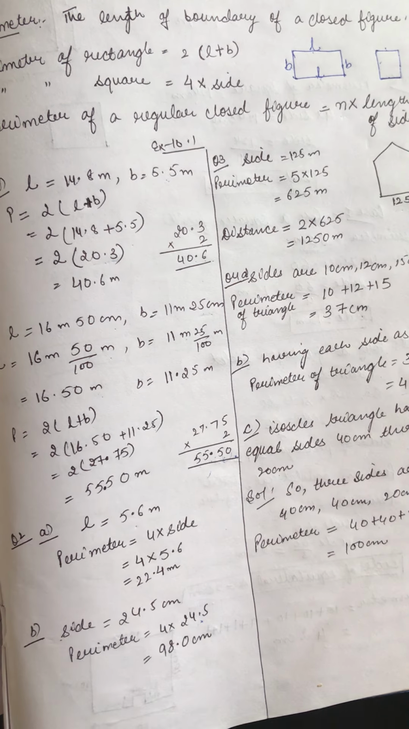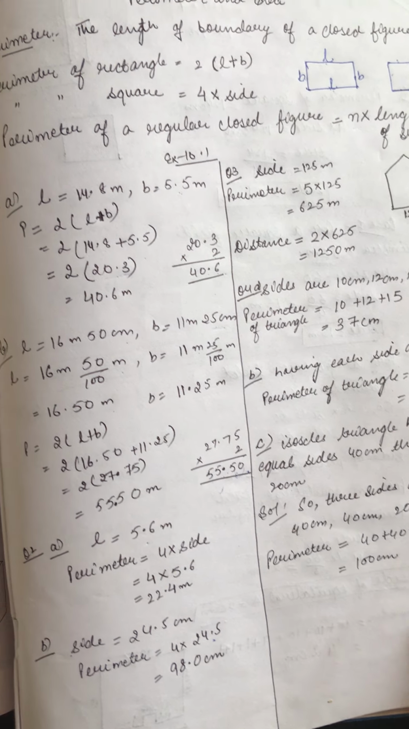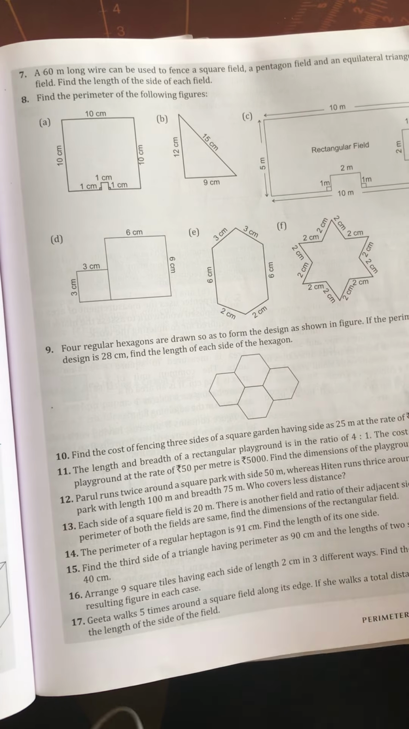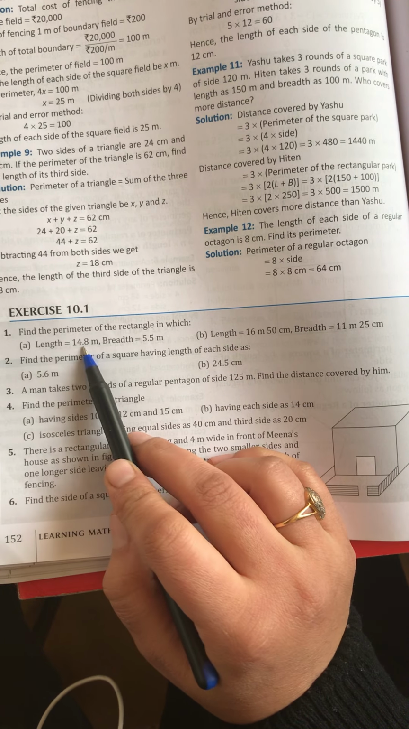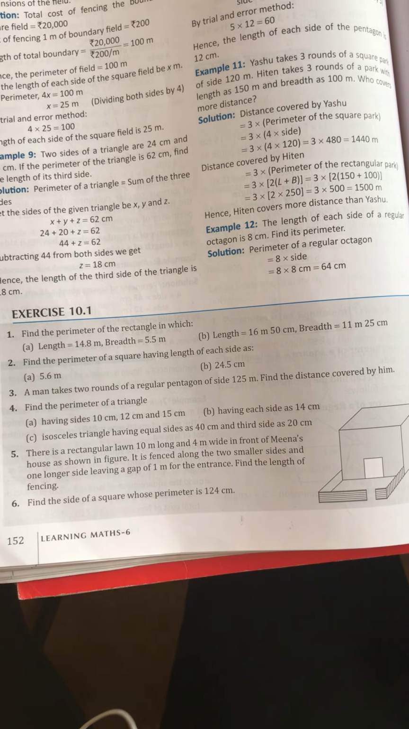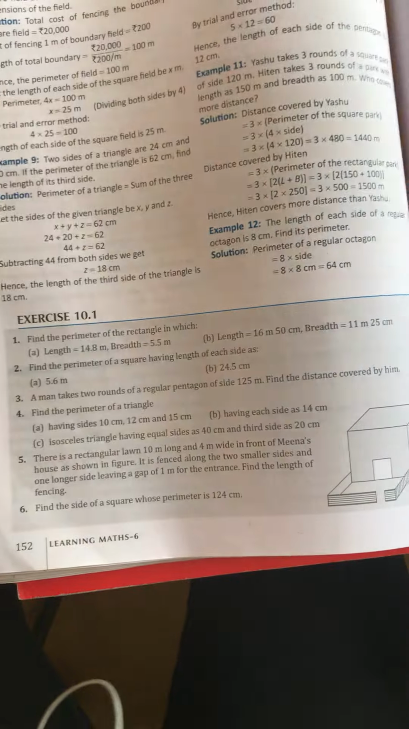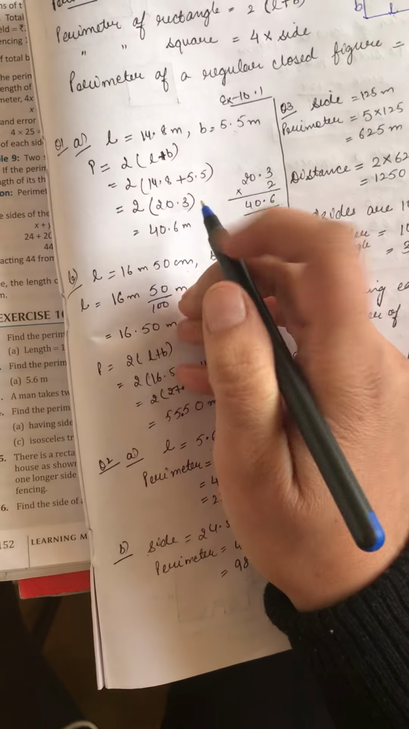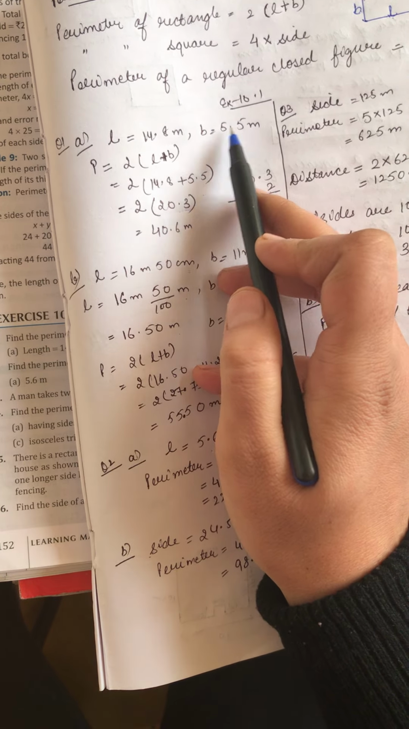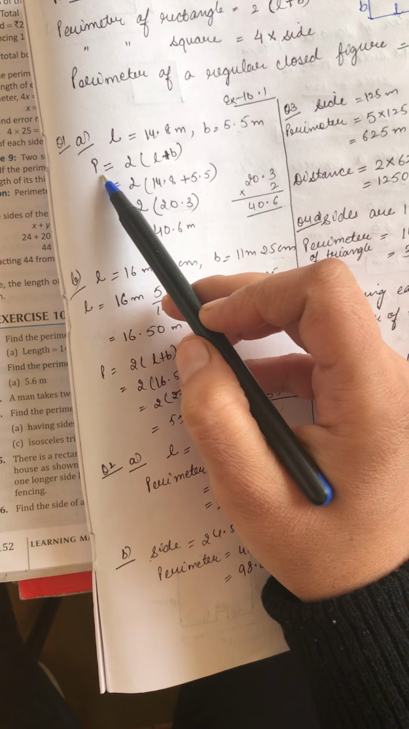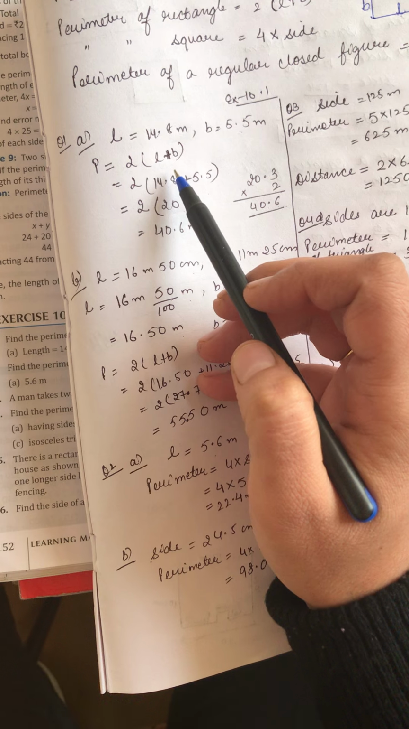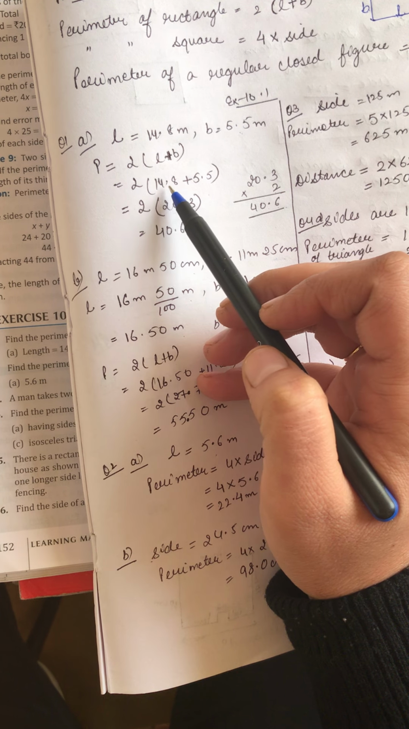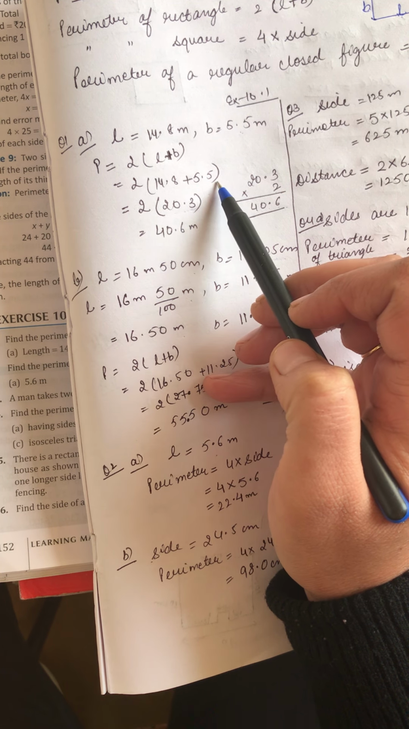Now let us start with exercise 10.1. This is question number 1 from the book. You have to find the perimeter of the rectangle in which the length is 14.8 meters and the breadth is 5.5 meters. Now here the length is 14.8 and the breadth is 5.5. Let us apply the formula of the perimeter of a rectangle. It is twice of L plus B. So substitute the values. It will be 2 into 14.8 plus 5.5.